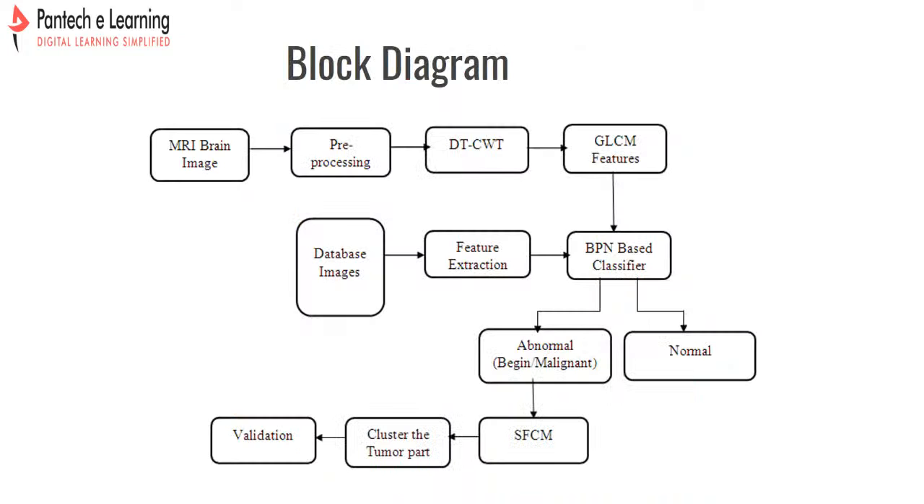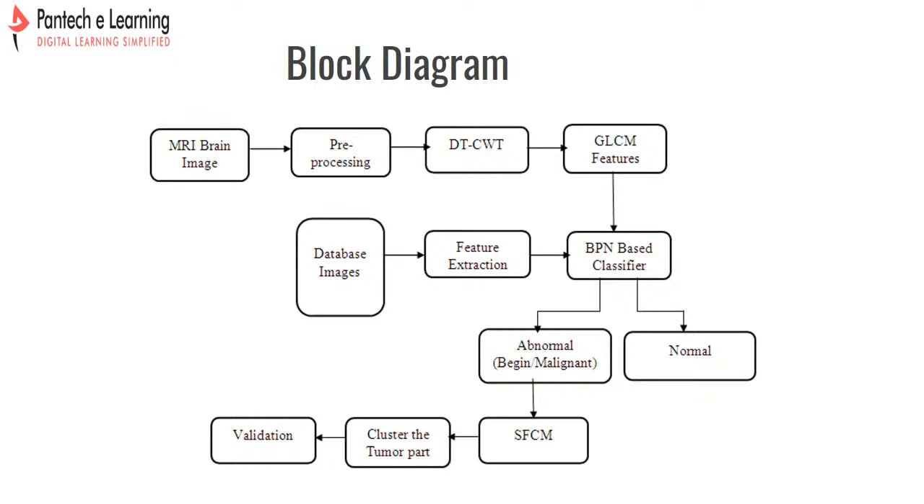So how this particular function is going to work is explained through this block diagram flow. Here the MRI brain image will be provided as input, and from there the pre-processing, then the discrete wavelet transform will be applied to reduce the size of the normal MRI image, and from that we will be applying the GLCM feature. From that we will be applying a neural network classifier. The same process we will also apply for the database images. From that the features get extracted.